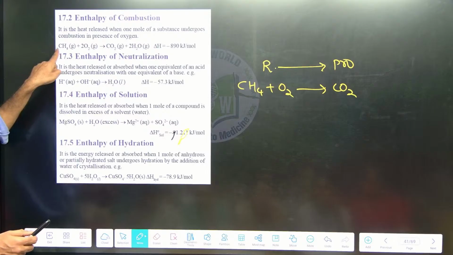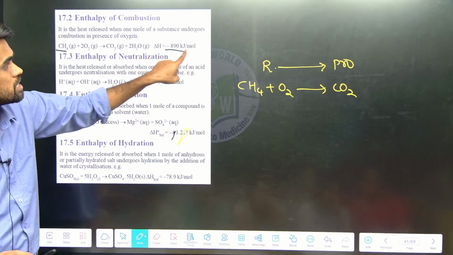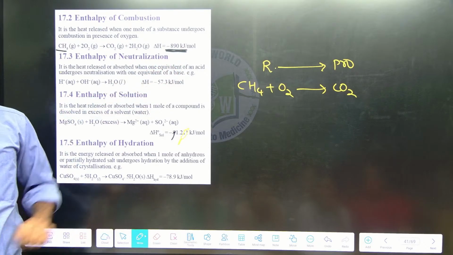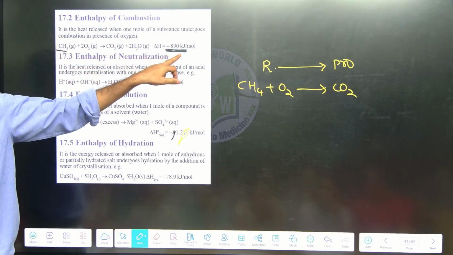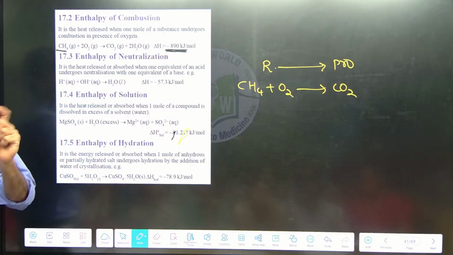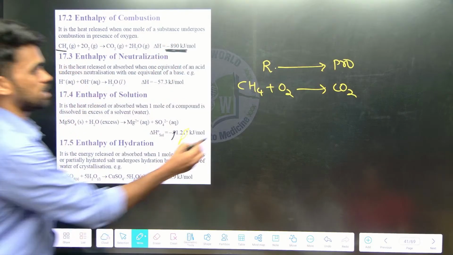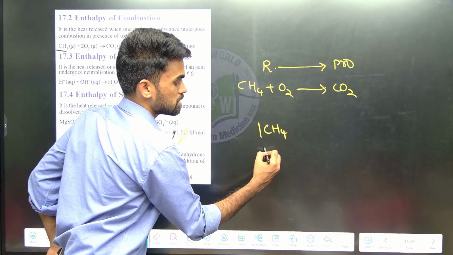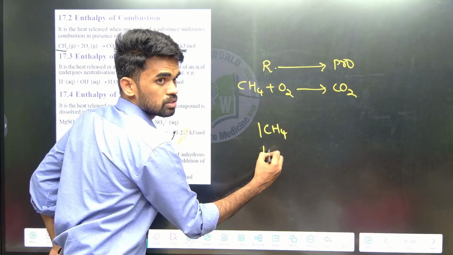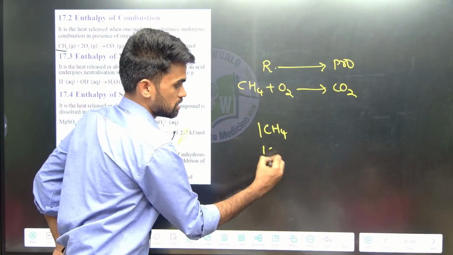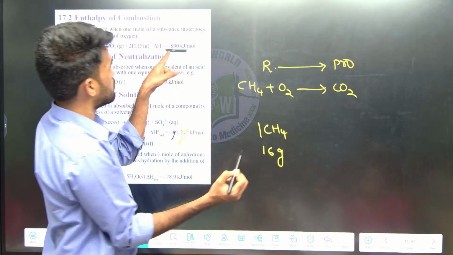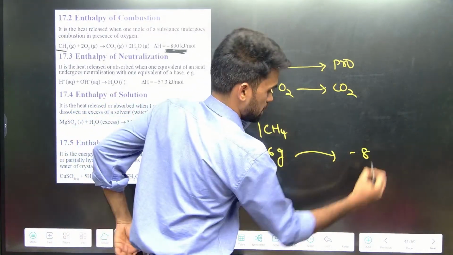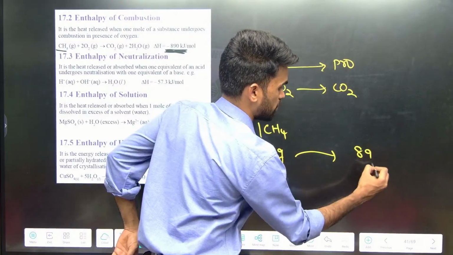So for example, methane complete combustion produces how much energy? Minus 890 kilojoule per mole. So 1 mole of methane produces 890 kJ. Now one question I can make here: 1 mole of methane means how many grams it is? What is the molar mass? 16 grams. So 16 grams produces 890 kilojoules of energy.